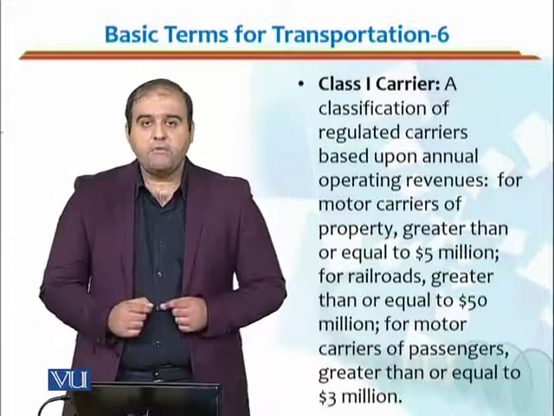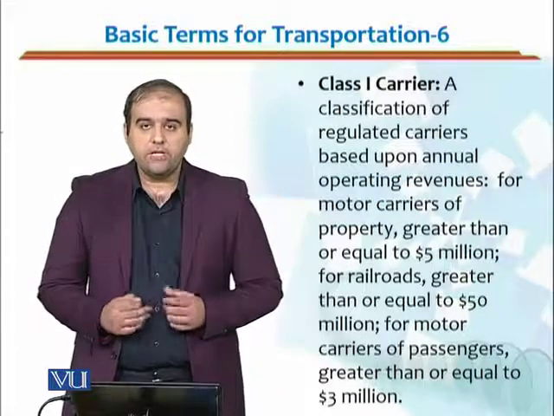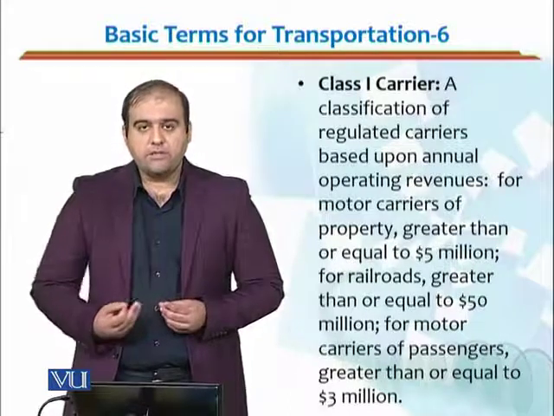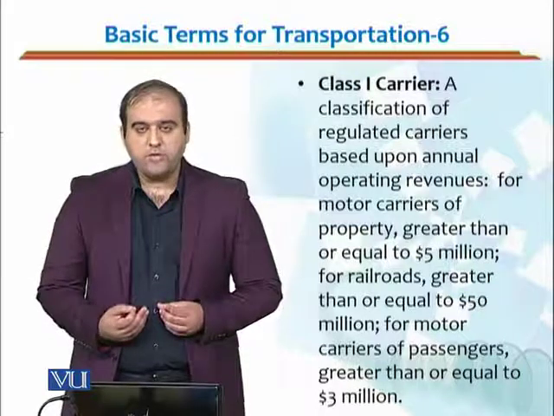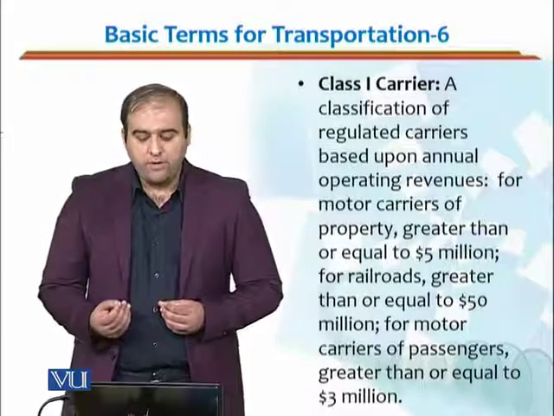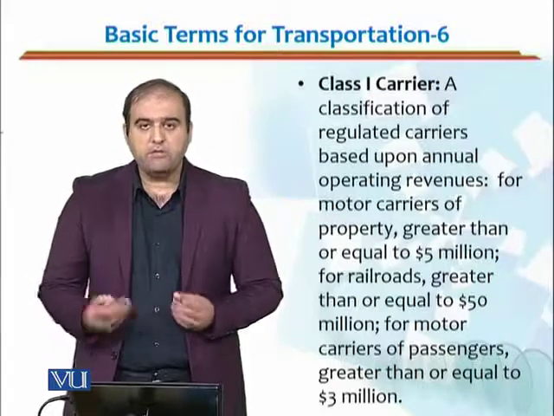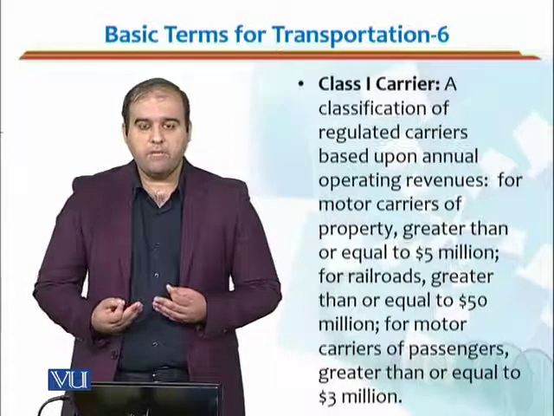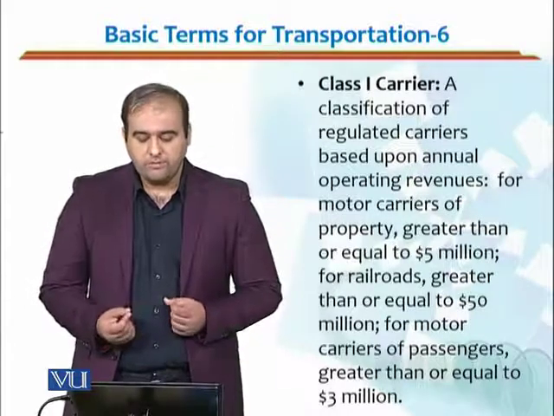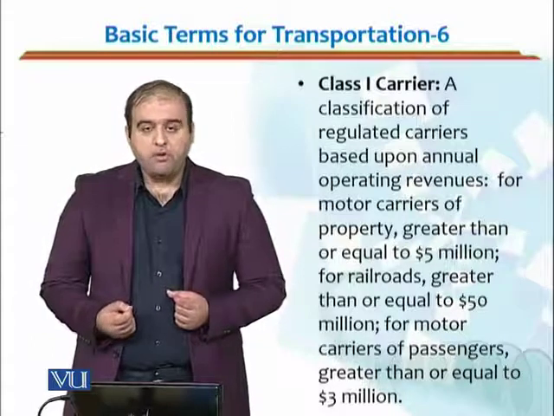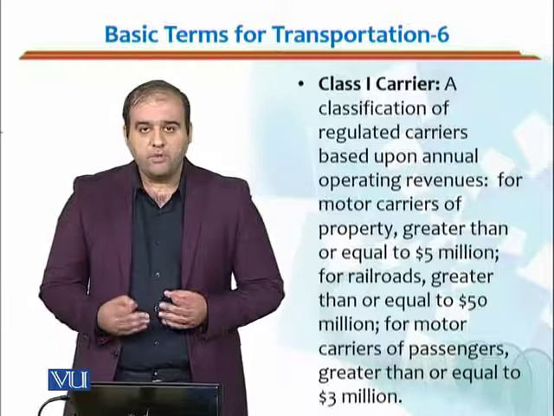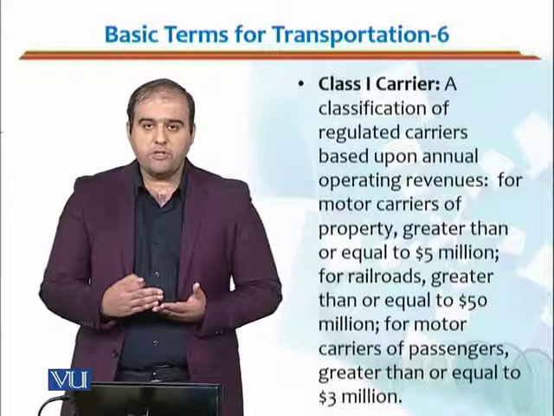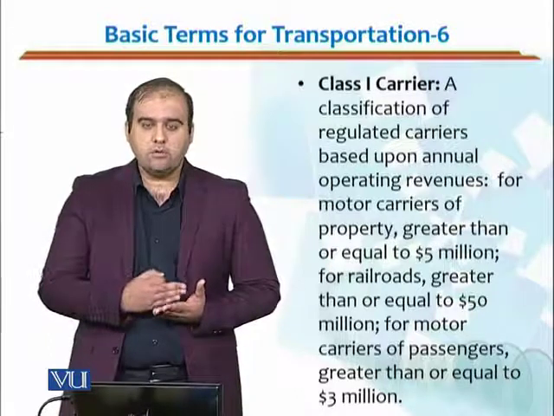Okay, then we have some important types of carriers. There is class 1 carrier, there is class 2 carrier, there is class 3 carrier. I will discuss them one by one. What is a class 1 carrier? A classification of regulated carriers. Regulated means obviously government rules or government regulations are actually applied on them and they have to follow the government regulations based upon annual operating revenues. So annual revenues would be the parameter or the benchmark on which you would have the classification of the carrier as class 1, class 2 or class 3.